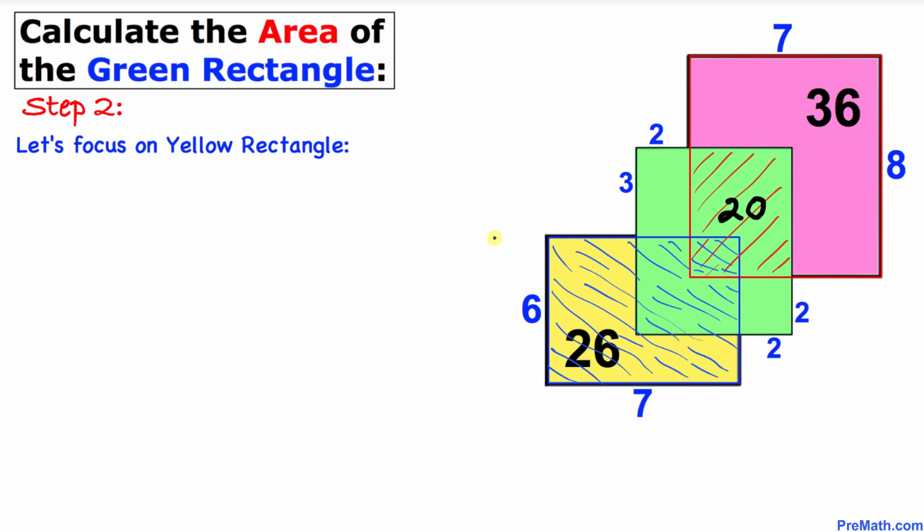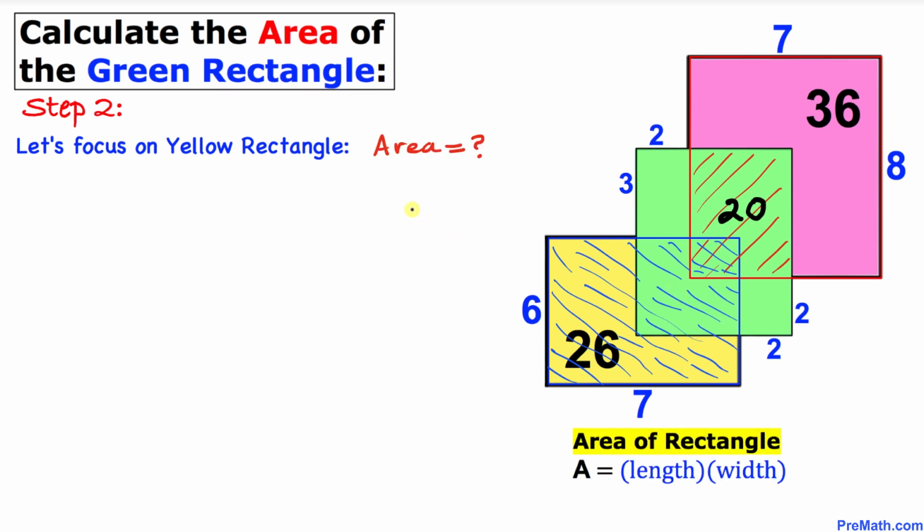And here's our next step. Let's focus on this whole yellow rectangle that I have shaded in blue. Now let's calculate the area of this yellow rectangle, and we know the area of a rectangle formula: area equals length times width. In our case, the length and the width of this whole yellow rectangle are 7 and 6. So let's write down the area. Area is going to be equal to 7 times 6.